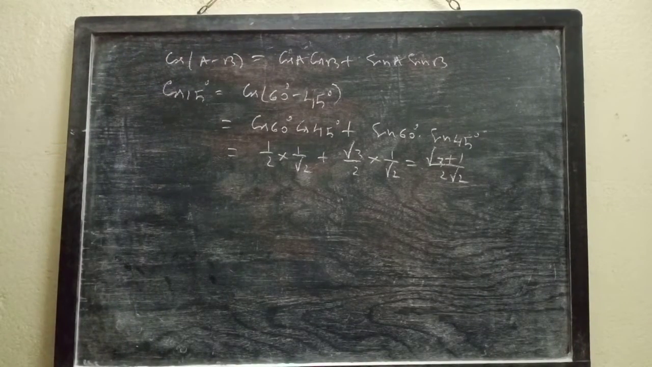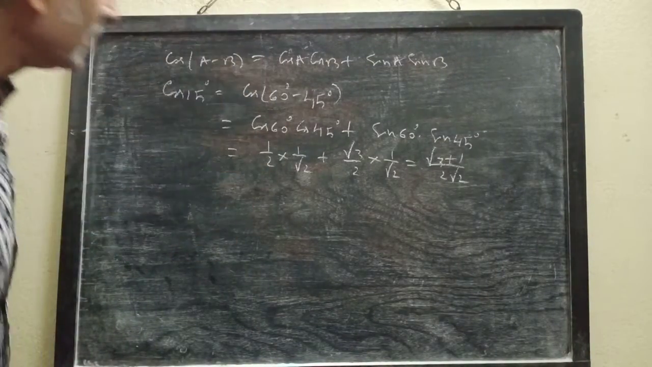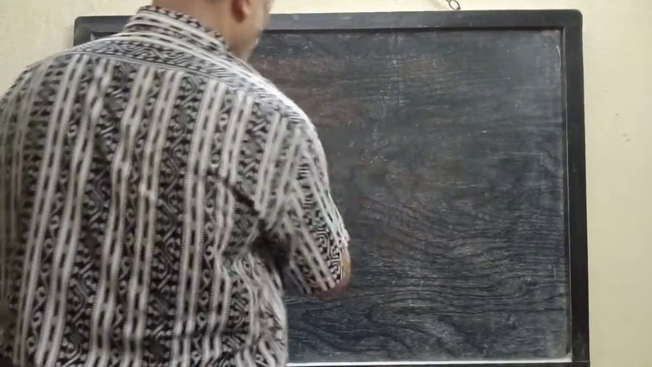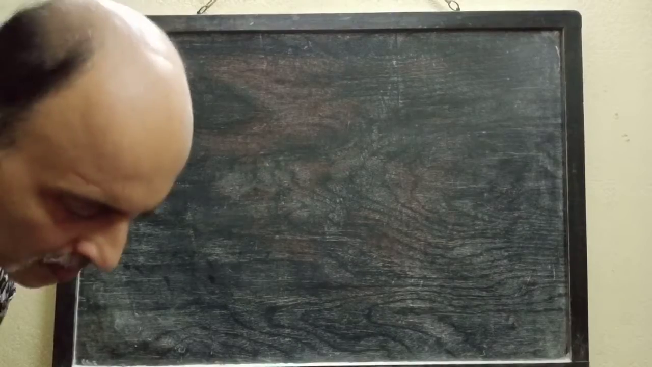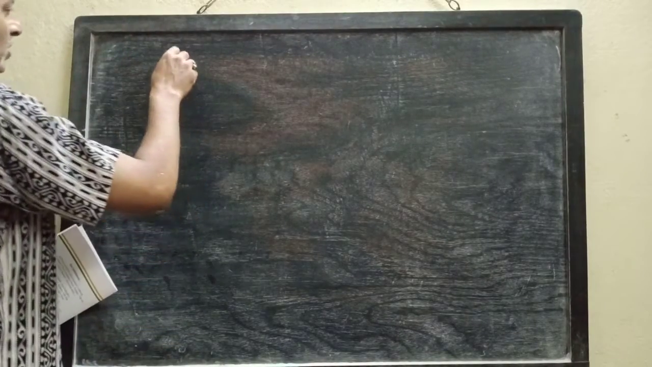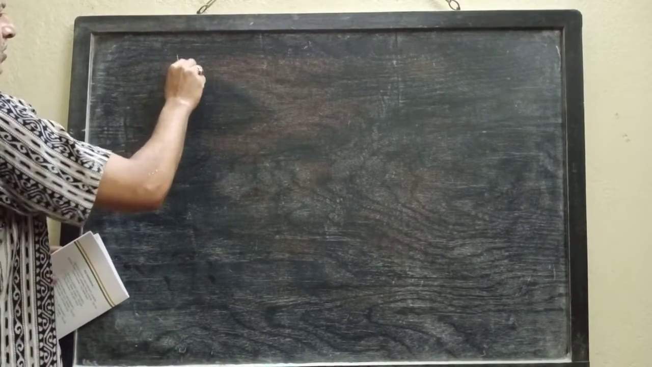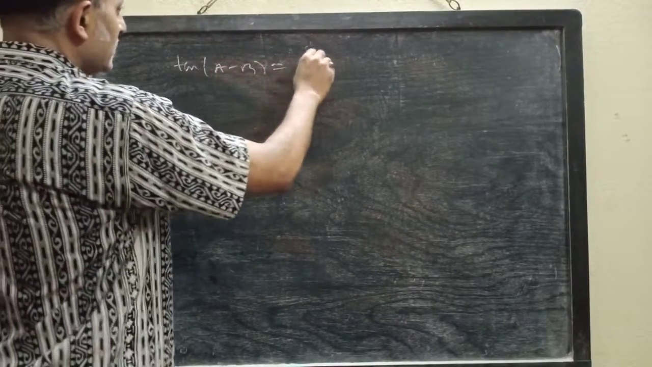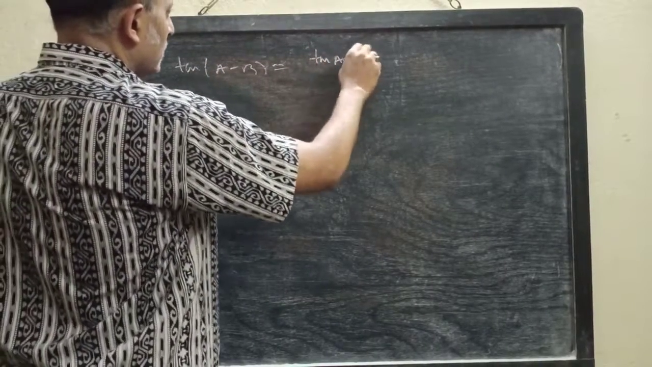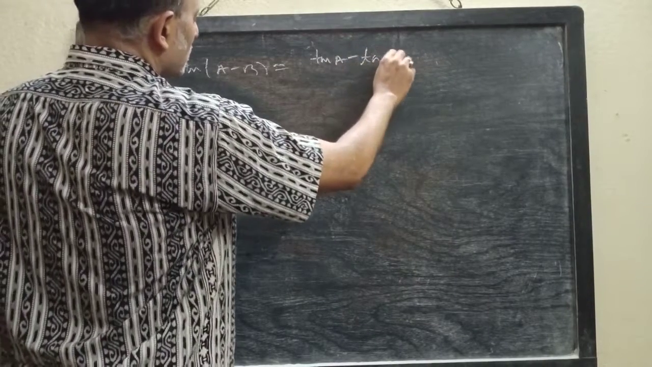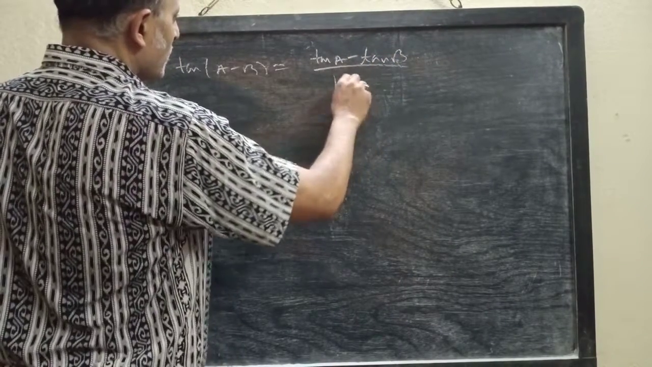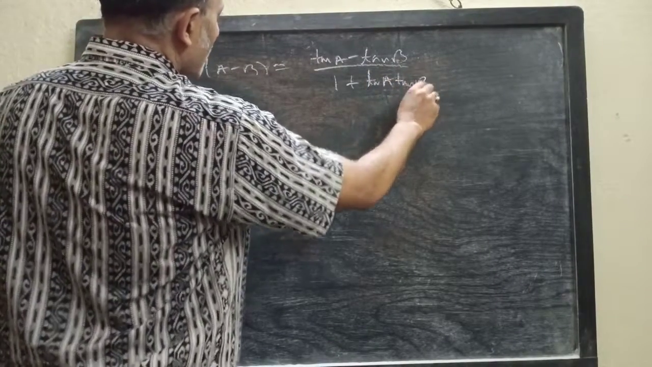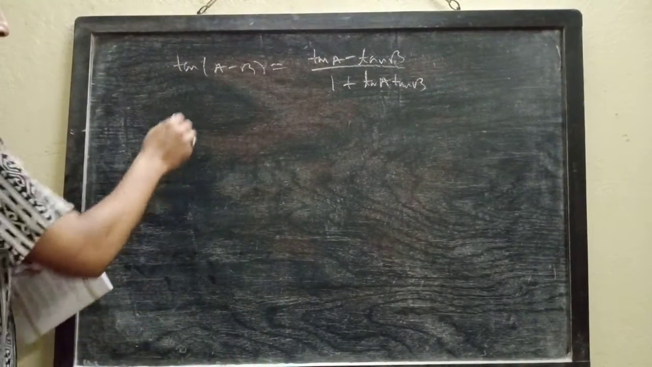This is the value of cos 15 degree. Similarly, you can be provided with the formula tan of A minus B, this is tan A minus tan B by 1 plus tan A tan B. And you may be asked to find tan 15 degree.